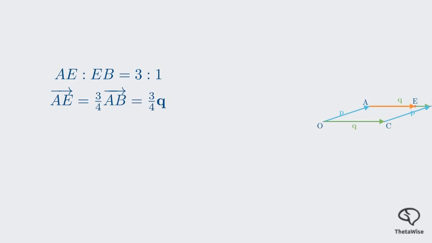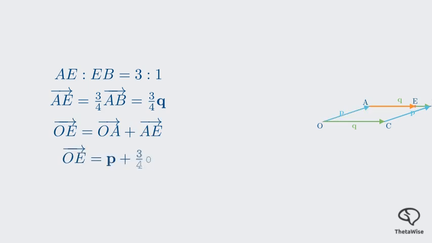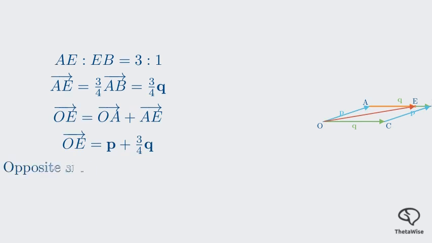The ratio 3:1 means the segment is split into 4 parts. AE represents 3 of those 4 parts. To find OE, we follow the path from O to A and then from A to E. Substituting our values in, OE equals P plus 3/4 Q. This is already in its simplest form. When working with parallelograms, always remember to translate the vectors from the base sides to the opposite sides to help you find your path.